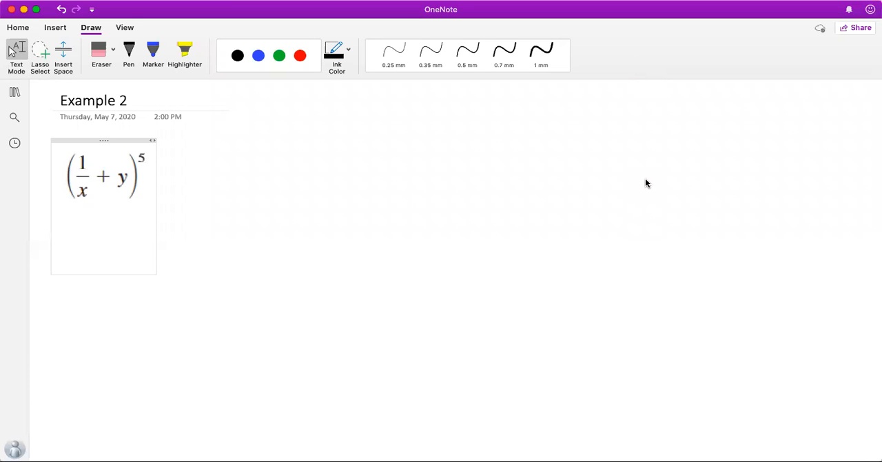All right, as promised, second example. This one is actually not more difficult, but it looks harder because of the 1 over x. But we don't treat this any differently. We treat it exactly the same. We just raise it to whatever power we need to in the expansion.